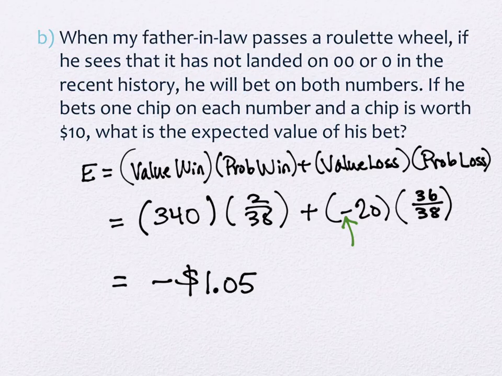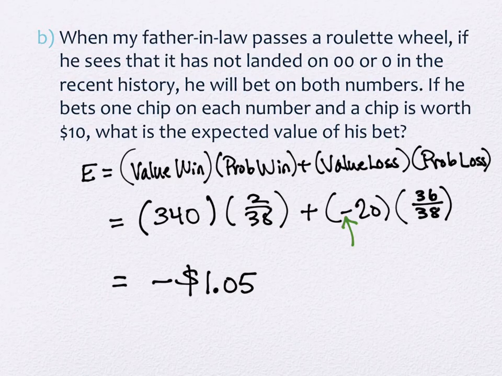Okay. So on any given bet that he makes, his average loss is going to be about $1. Let's just say $1 so that we can talk about it that way. Every time he does this scenario, he's going to lose about $1. Now, he's not really ever losing $1, right? He's either losing 20 or he's gaining 340. Those are the two options. But this is what would happen.